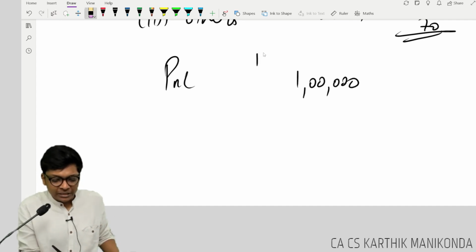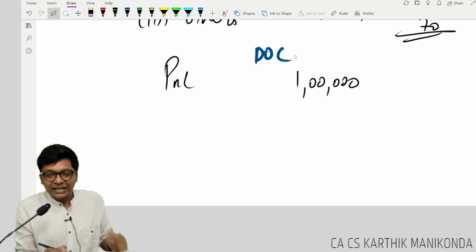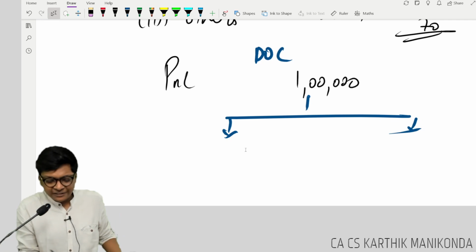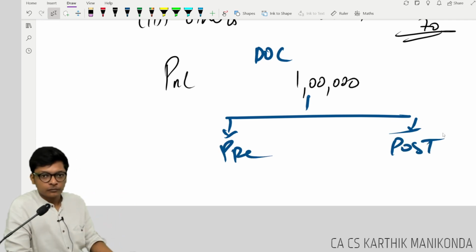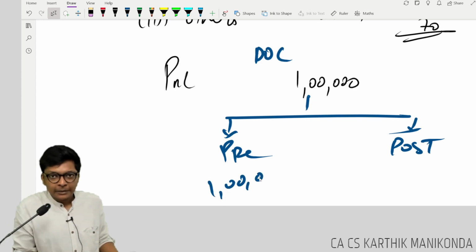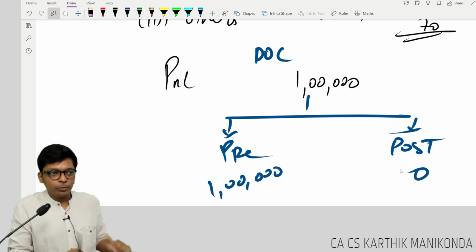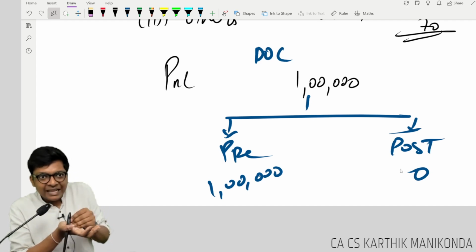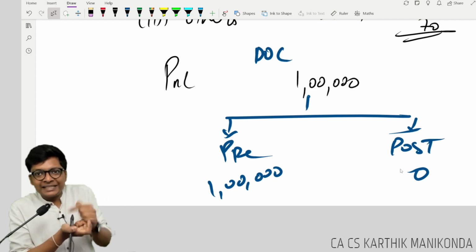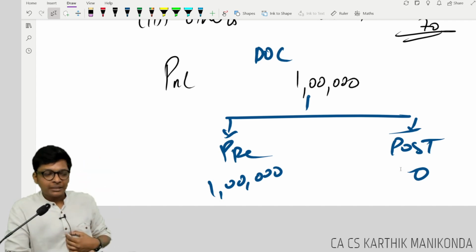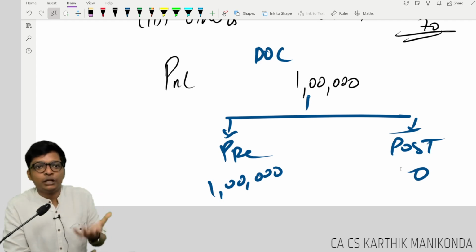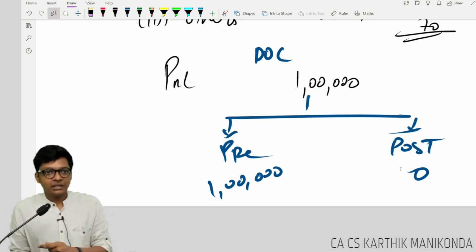This analysis should happen generally on the date of consolidation. Only we have to split. Here, can you tell me how much is pre, how much is post? Full 1 lakh is pre, post is 0 because I am yet to find post. This is the date of acquisition. That means on this day, whatever you acquired fully is capital profits. Correct? Pre-acquisition. That means you paid to get this. This is not your profits. You purchased these profits. Are you following, guys?